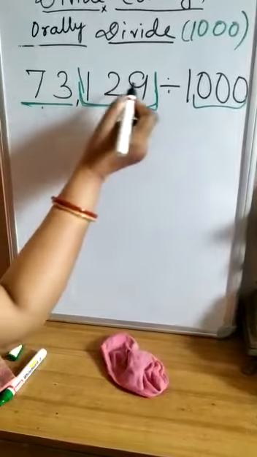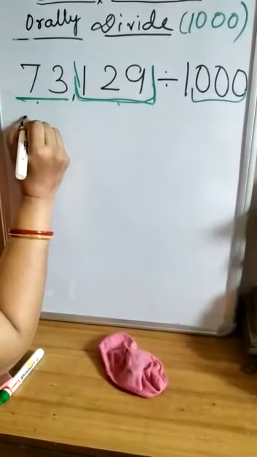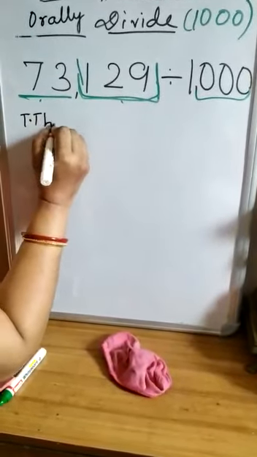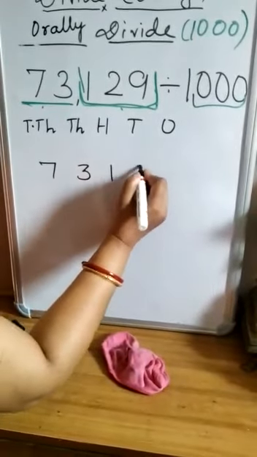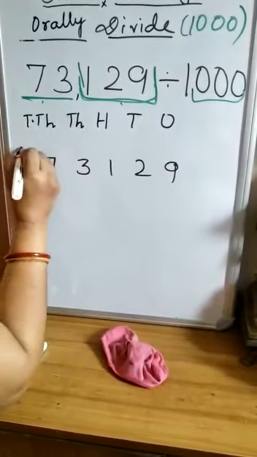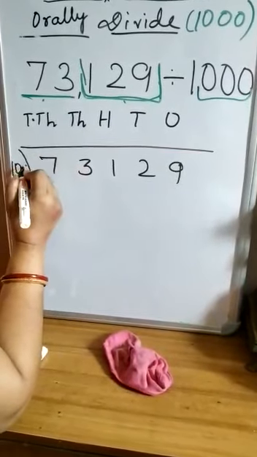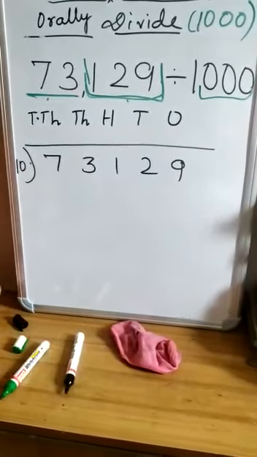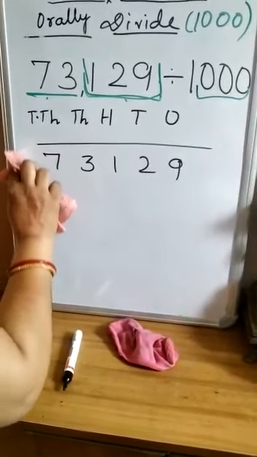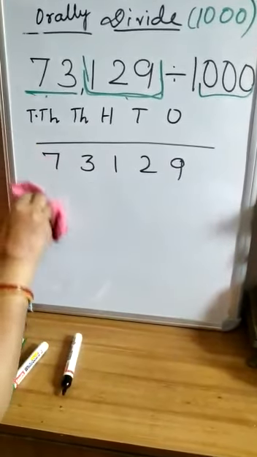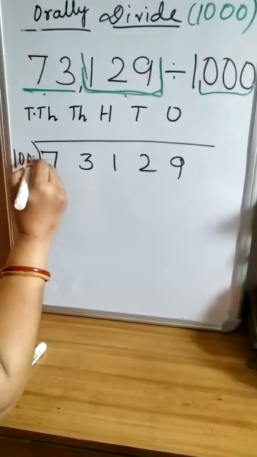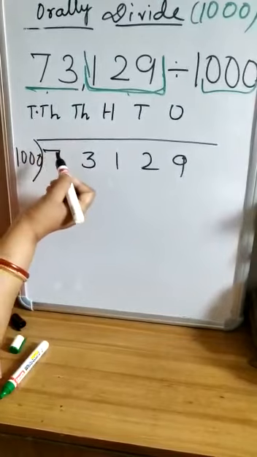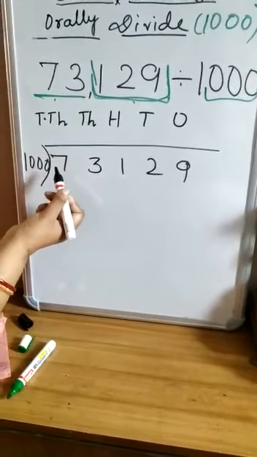How many places are there? 1, 2, 3, 4, 5. 5 digits, 5 place values: ten thousands, thousands, hundreds, tens, ones. So 73,129, I am going to divide by 1000. Now I will start from the extreme left side, the greatest place value, 70,000.